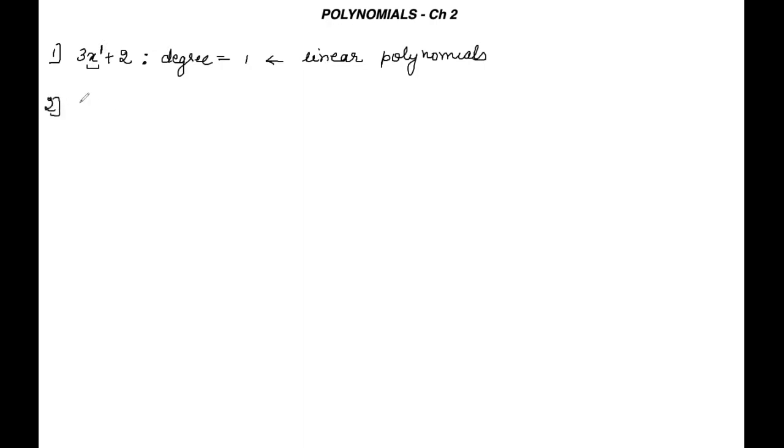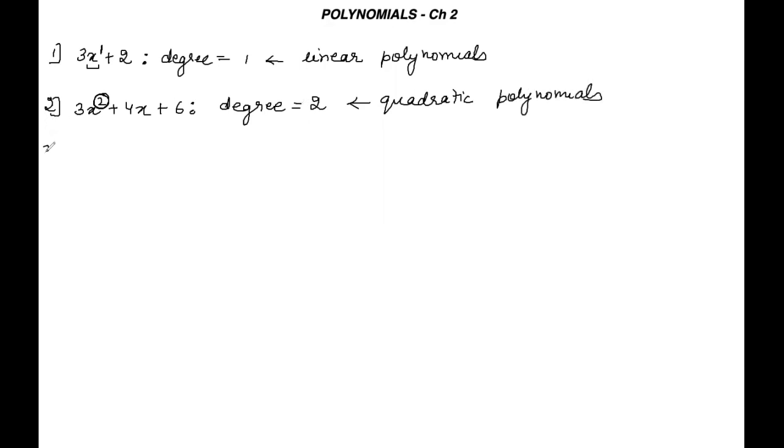Let us take another example now. If I have an expression 3x squared plus 4x plus 6, what is the degree here? The variable is x. The highest power of the variable is 2. Therefore, the degree would be equal to 2. Now, since the degree is 2, it is known as quadratic polynomial. We have heard of the term quadratic equation. It is the same like this. Since the highest power of the variable is 2, the degree is equal to 2 and therefore it is known as quadratic polynomial.